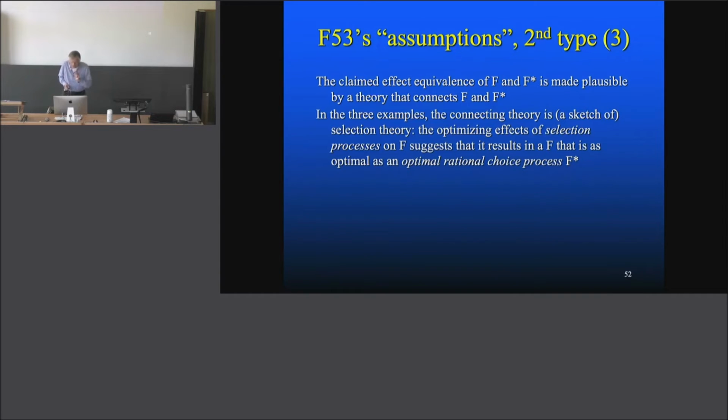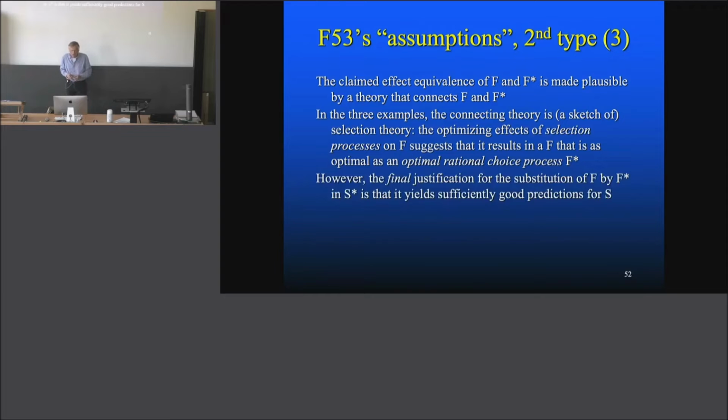So what he says is, in the case of the leaves on the tree, there was selection theory, biological evolutionary theory working, because only trees that optimized were finally those surviving species of trees. In the other cases, the selection processes are societal, right? So only those firms in the longer run stay alive in the market who optimize, because those who don't optimize are then overpowered by those who are better on the market, right? They make more profits. The point is, however, that's the idea of selection theory, that the optimizing effects of selection processes on F suggest that it results in an F that is as optimal as an optimal rational choice process, F star.